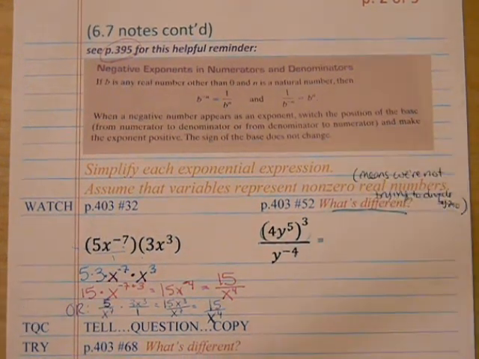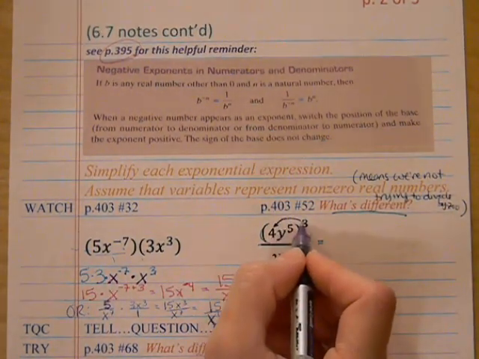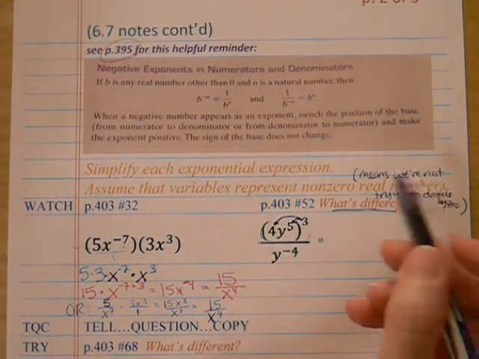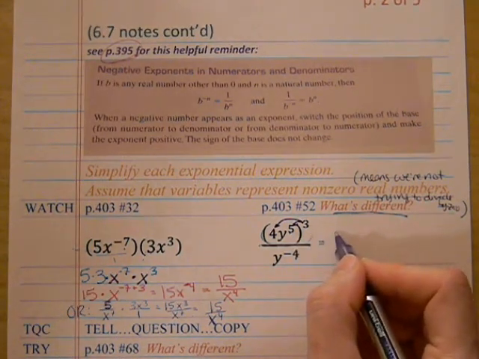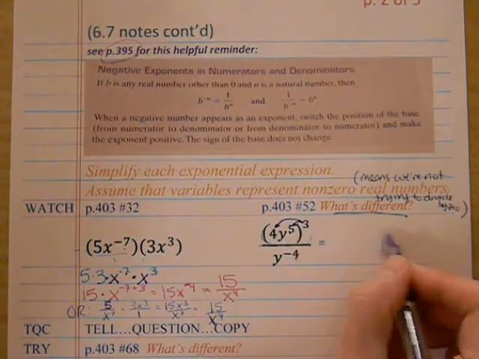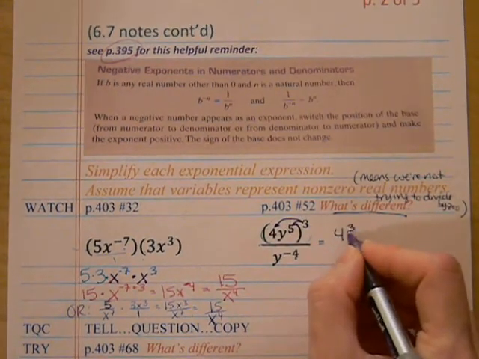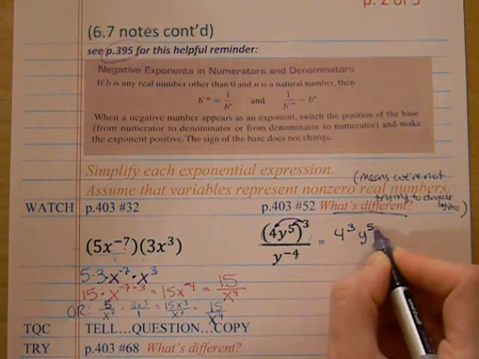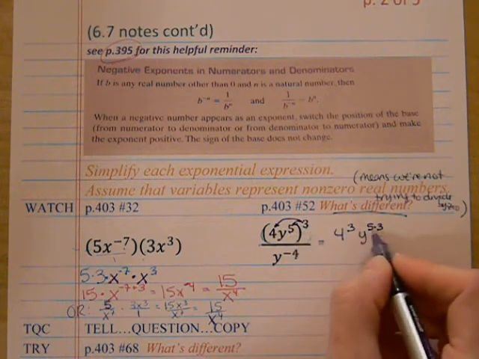So I can either recall the powers to power rule, which means that I'm going to apply that third power to both pieces, to the 4 and to the y to the 5th. Or I could, by definition, write this out 3 times. 4y to the 5th times 4y to the 5th times 4y to the 5th. And then multiply the 4s, add up all the y to the 5ths. Either way, I'm going to get 4 cubed, which is going to be 64, times y to the 5 times 3. That's the rule when you get a power to a power, you multiply.